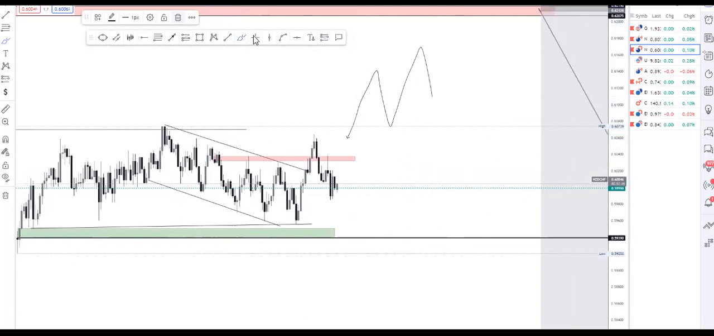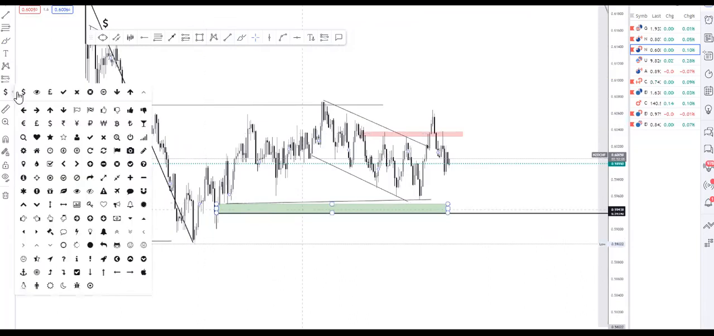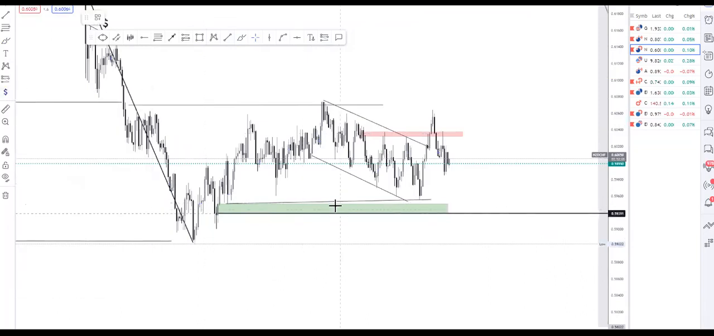So that's the reason why a lot of traders were trapped right there. And now I'm anticipating price to come down to this area. There's a 4-hour time frame.